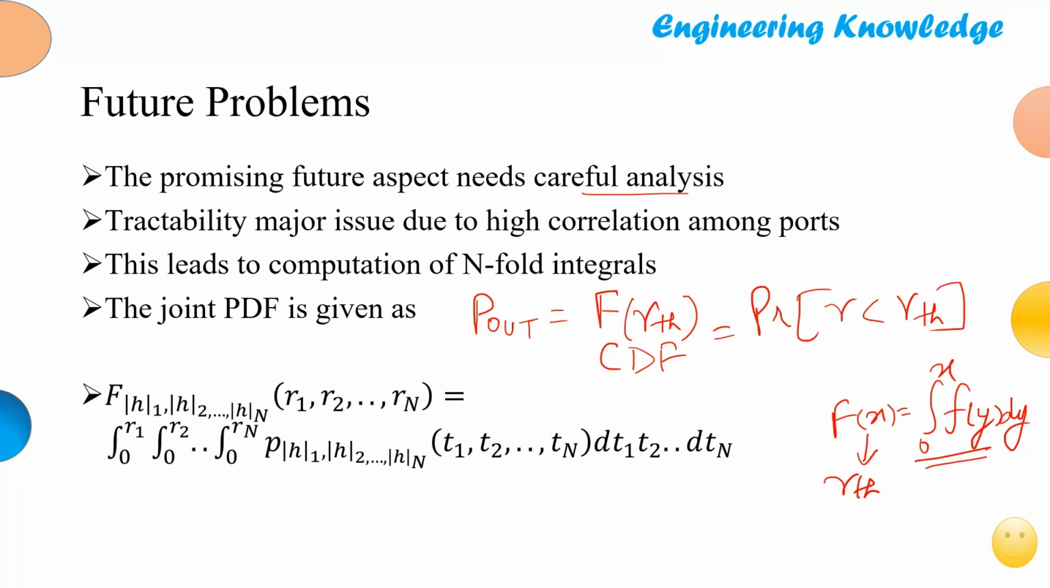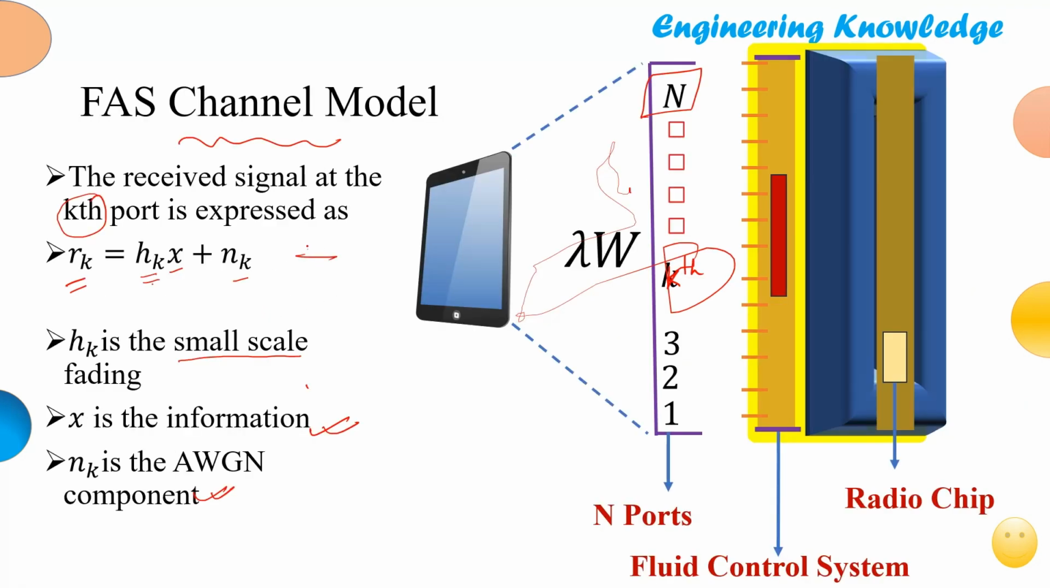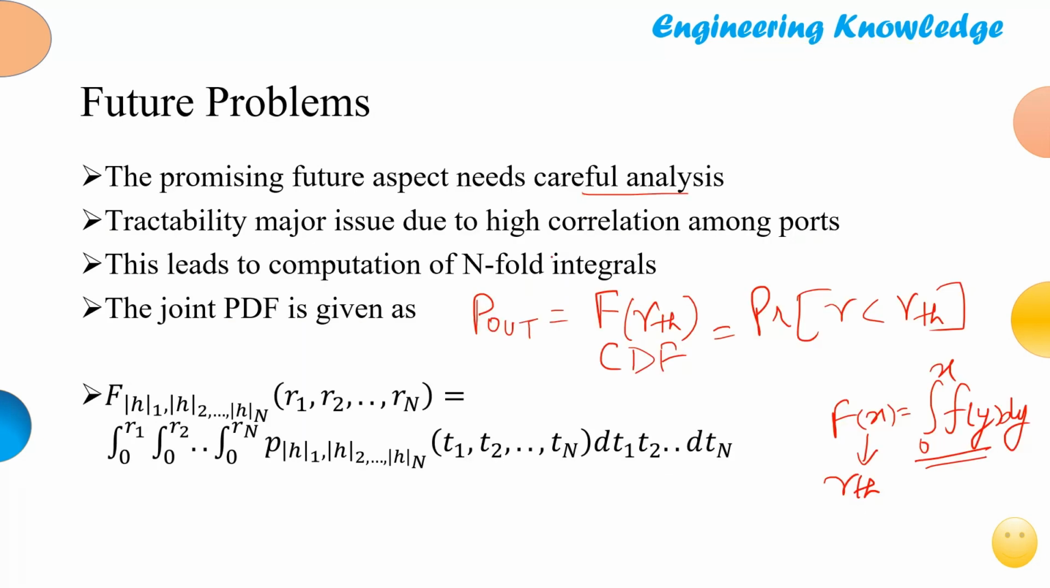Now, for this case, how many different channels are there? Remember that we discussed that the kth received signal is given by this. So in total, there are N signals, and therefore there are N different h_k. Remember, k belongs to 1 to N, right? With this in mind, if I want to calculate the CDF, it will be a joint CDF. The received signals, suppose they are random variables R1, R2 up to Rn, require not only one integration, but n-fold integrals, right?